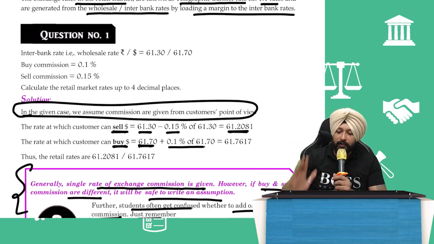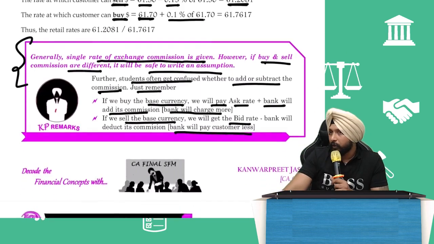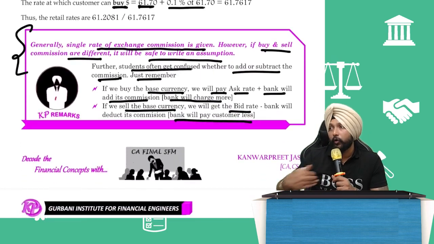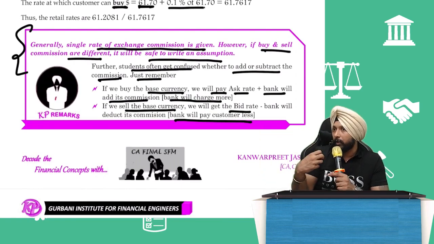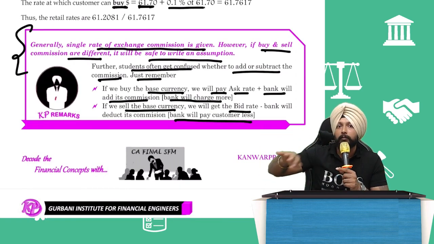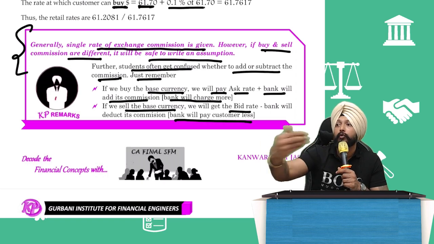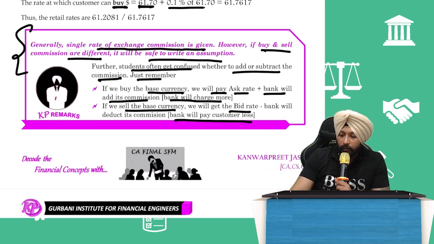So remember this very clearly, guys. Whenever you take the ask rate, commission will be added because you are paying to the bank, so you need to pay more. Whenever the bank will pay you the bid rate, it will deduct its commission, because the bank will charge you some commission and give you only the remaining amount.